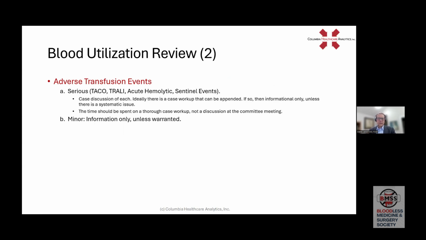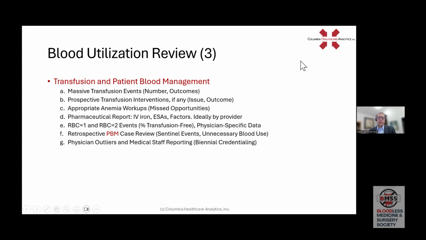The second phase of this is really looking at your adverse transfusion events, the serious and the minor ones. Again, these are informational only. If you have a serious one, they probably should have a casework and not necessarily a discussion at the committee. If they need a chart review, that probably should be done offline, and then a plan. But this is where the real nuts and bolts are, is looking at the transfusion and patient blood management.